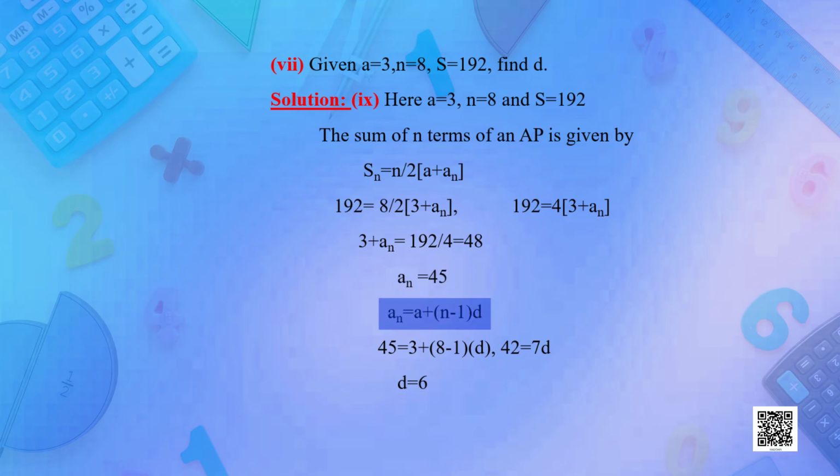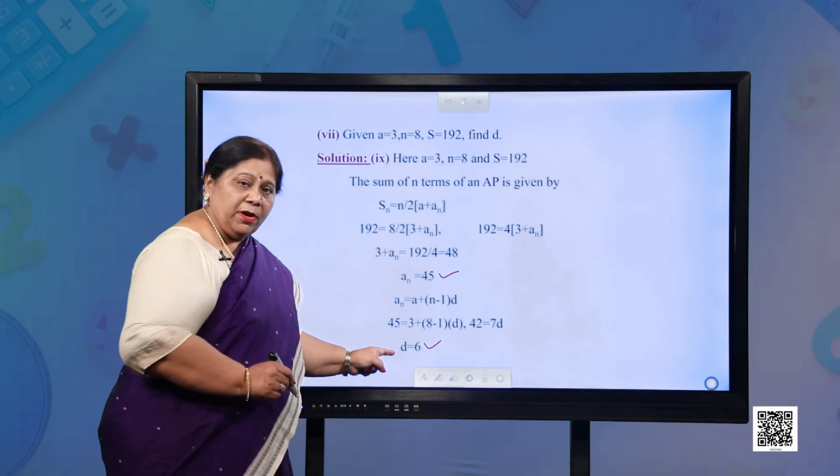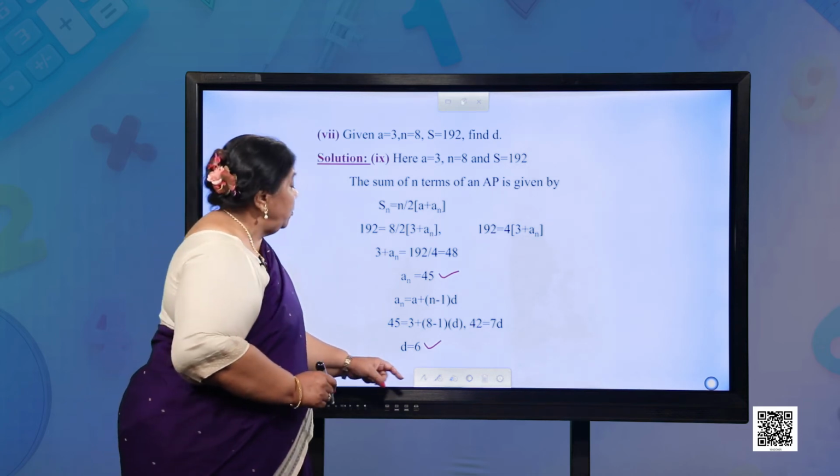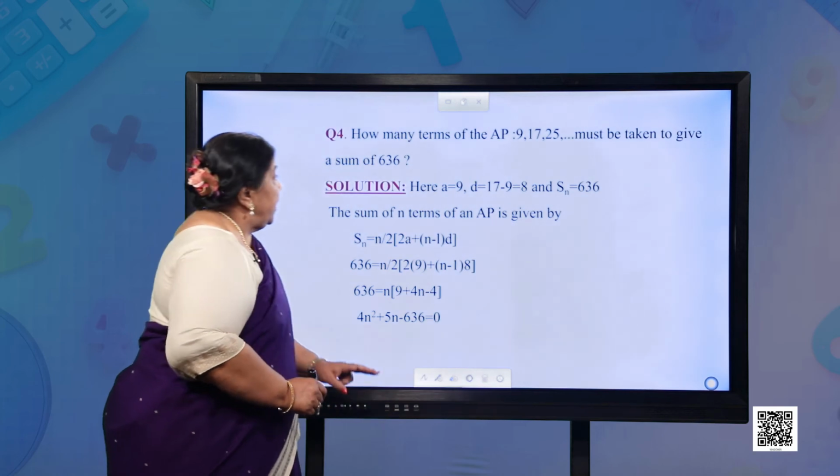Now, the formula for an is a plus n minus 1 into d. So, 45 is equal to 3 plus 8 minus 1 into d, or 42 is equal to 7d. Therefore, the value of d is 6. In this way, we have calculated the common difference as 6. Now, let us do the next question.